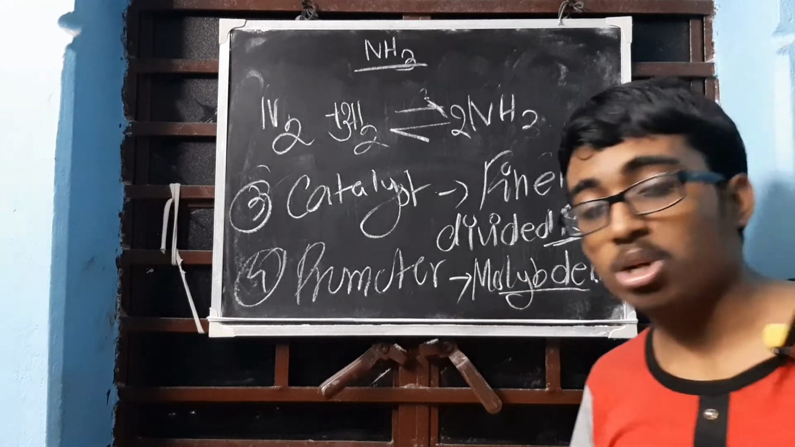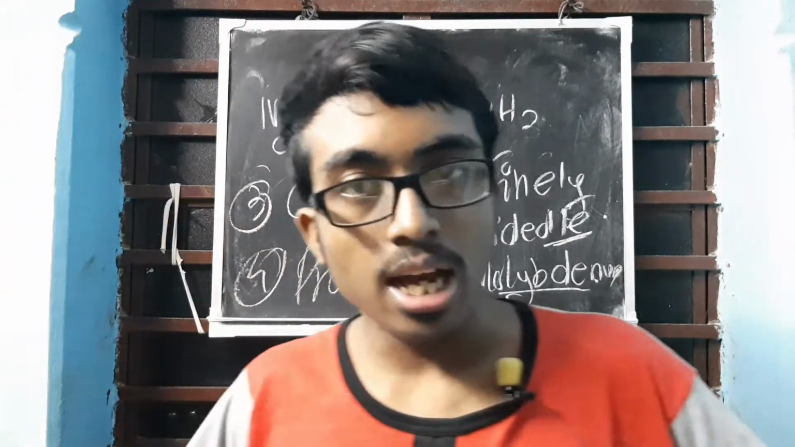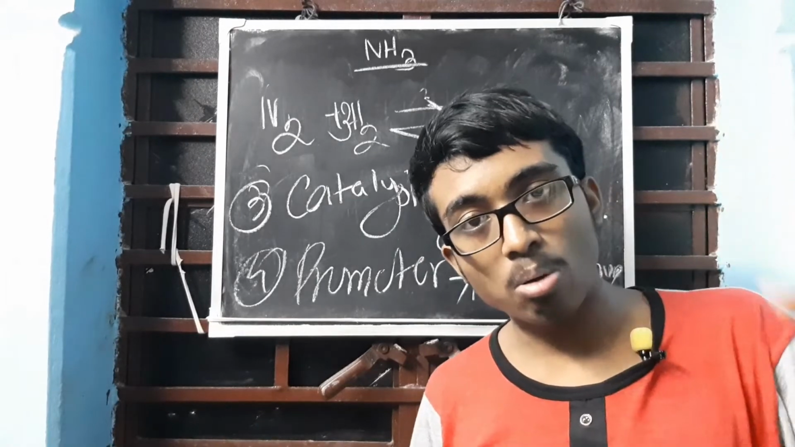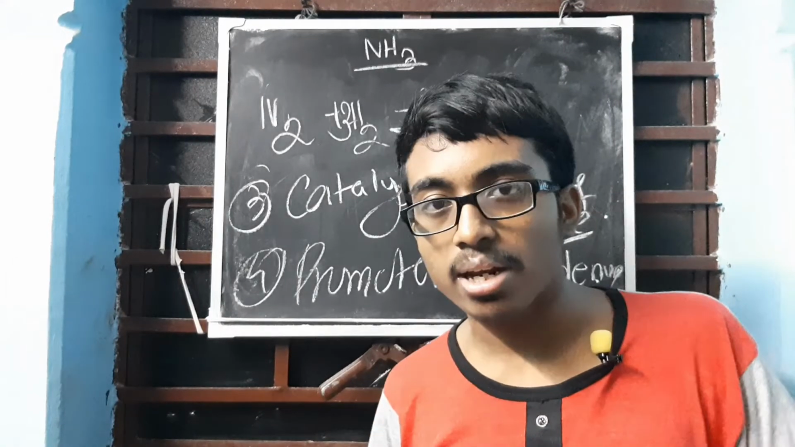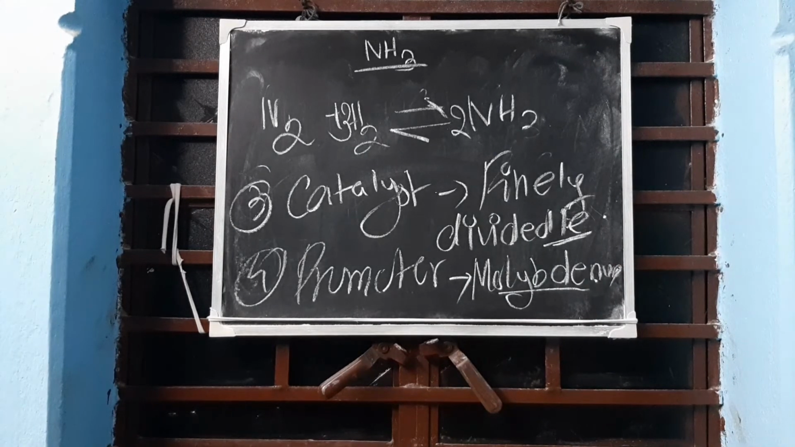Clear? There are 4 conditions needed. Temperature 450 to 500 degrees Celsius. Pressure above 200 atm. Catalyst finely powdered iron or finely divided iron. Promoter molybdenum. Clear? These are the conditions that will be asked. So you have to write this answer properly. Clear?